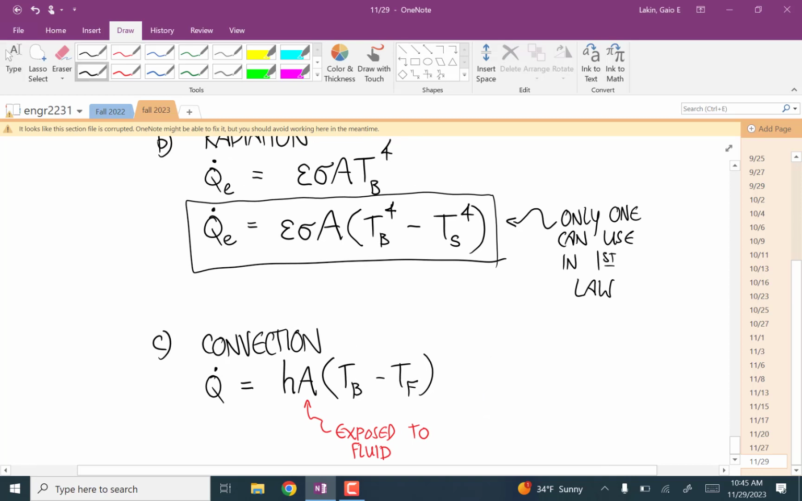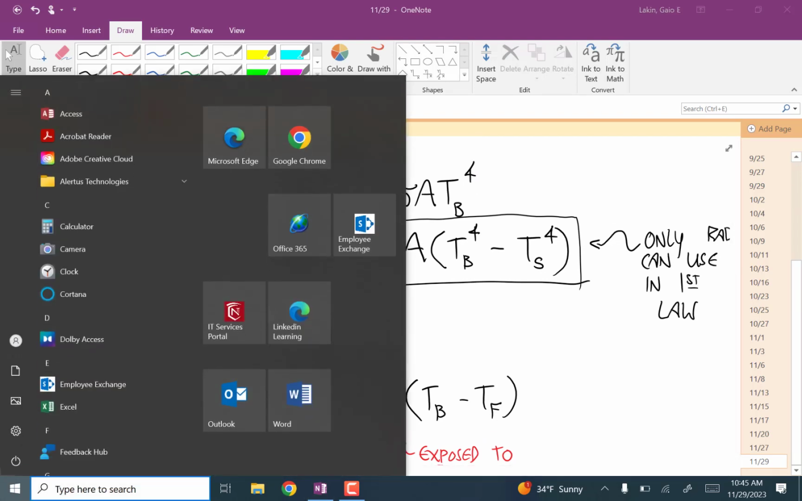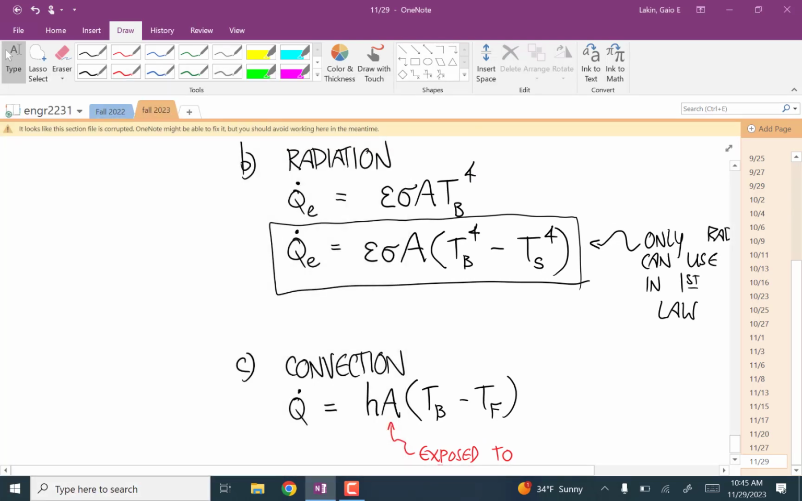When I said this is the only one you can use with the first law, I meant this is the only radiation equation. Are you with me on that? Yeah. So this first one is a really important physics equation, but it isn't useful for our calculations, except that from it you derive that second one.